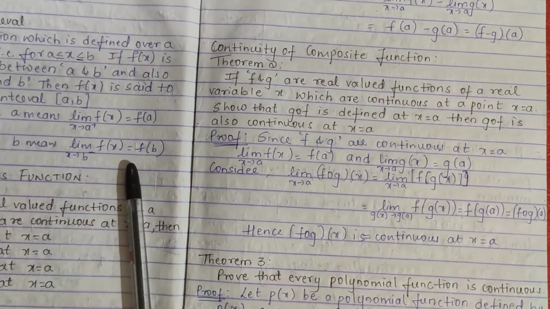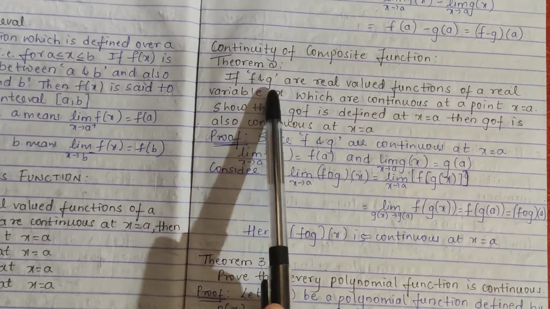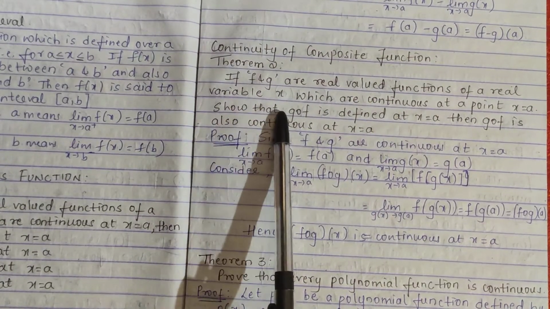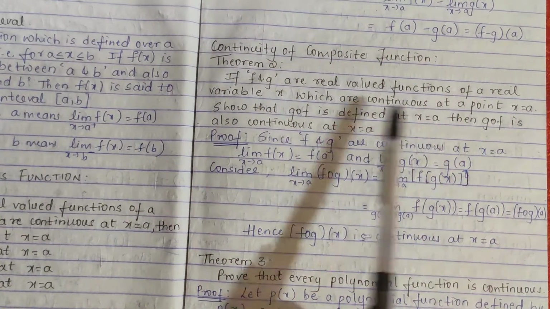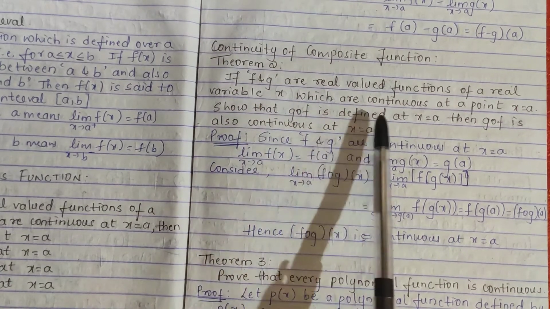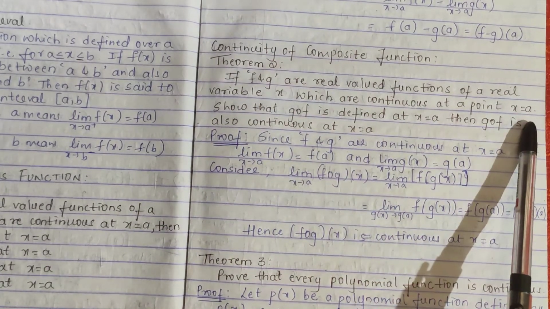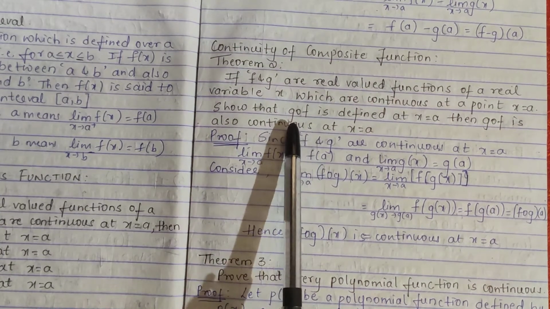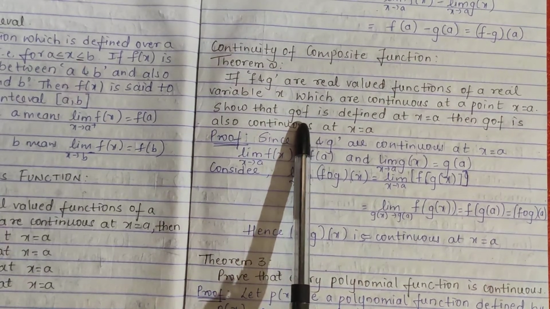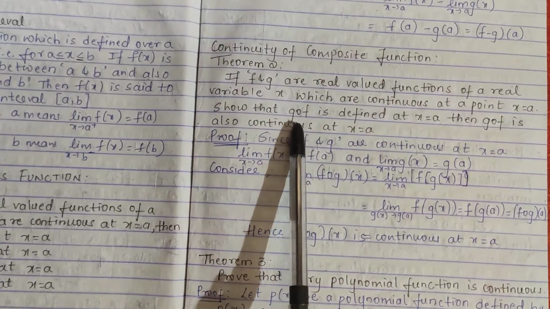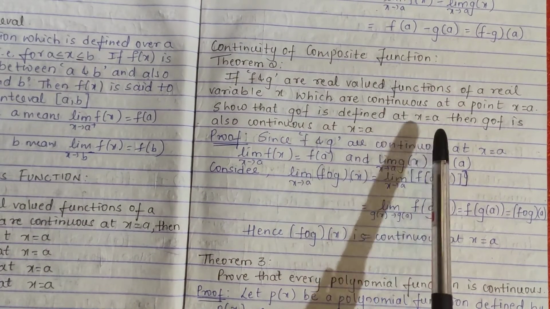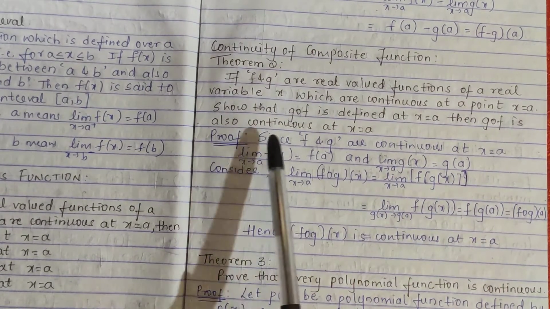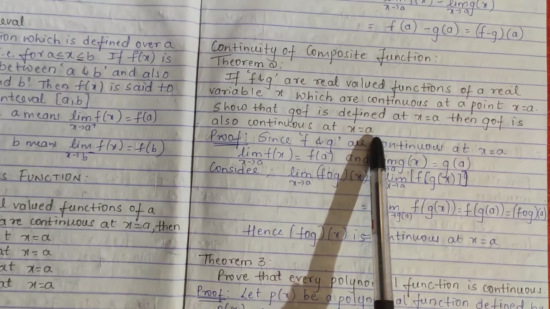Next theorem, the heading is continuity of a composite function. So theorem 2: if f and g are real valued functions of a real variable x which are continuous at a point x is equal to a, show that g of f, it is like g composition f, we call it a composite function, g composition f is defined at x is equal to a, then g composition f is also continuous at x is equal to a.